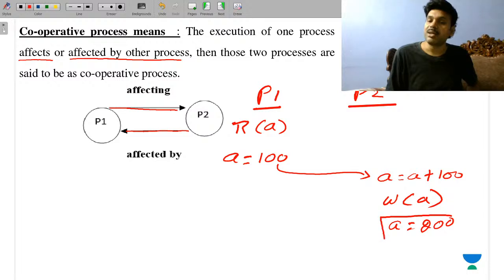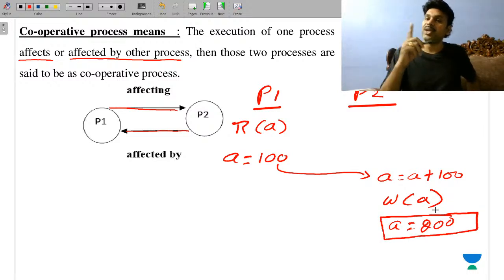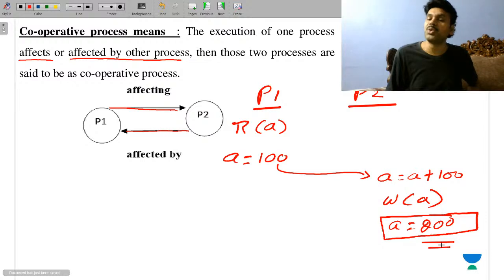I said now in concurrent execution, the final output depends upon the last one who performs the action. This is the race between P1 and P2. The race is started by P1 and finished by P2. So whoever finishes last is the final winner. So the value 200 is going to be stored in the respective data. Therefore, what happened? P2 affects P1. That's the meaning: P2 affects P1.